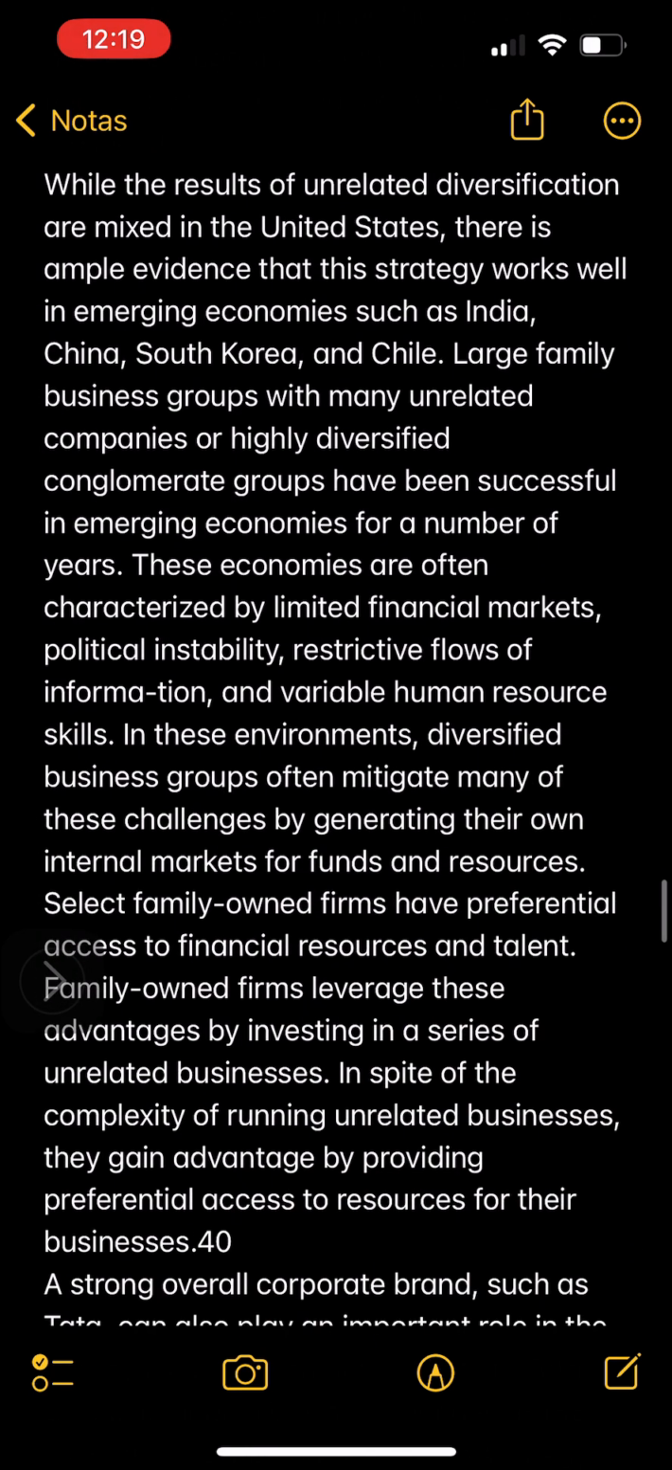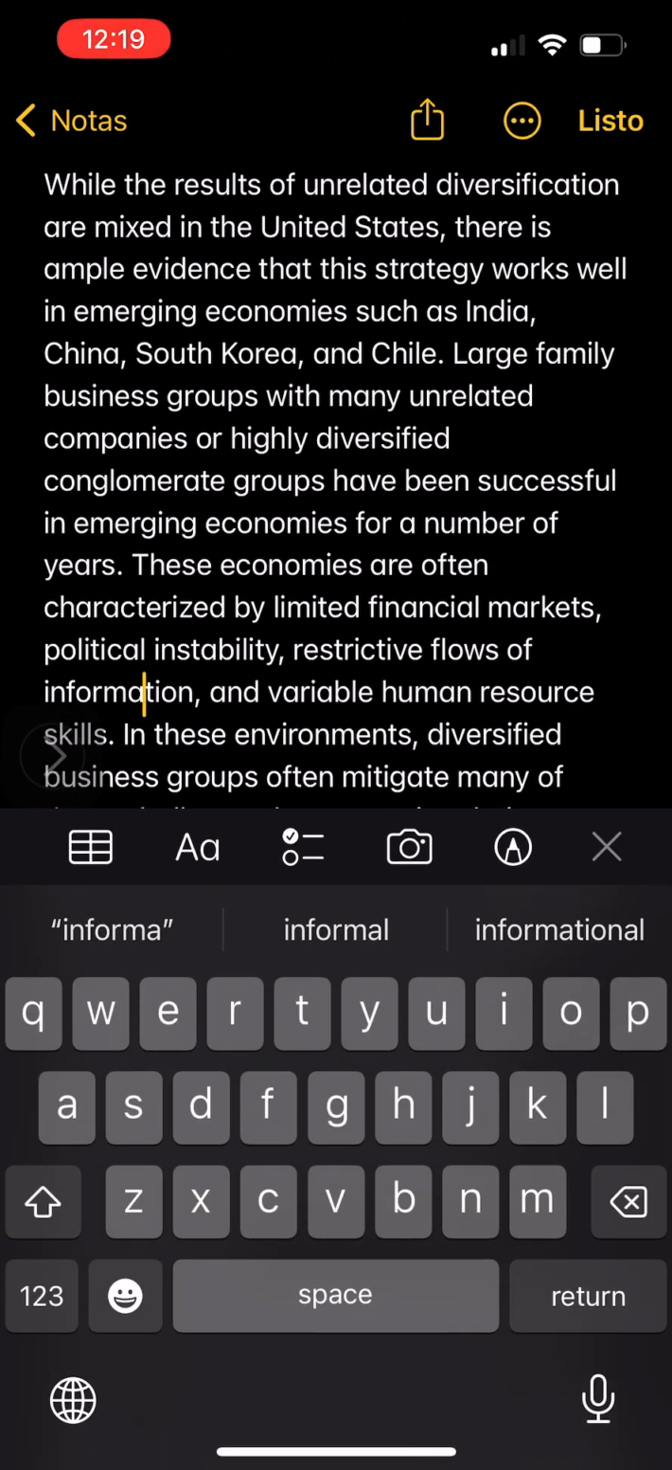Large family business groups with many unrelated companies, or highly diversified conglomerate groups, have been successful in emerging economies for a number of years. These economies are often characterized by limited financial markets, political instability, restrictive flows of information, and variable human resource skills. In these environments, diversified business groups often mitigate many of these challenges by generating their own internal markets for funds and resources.